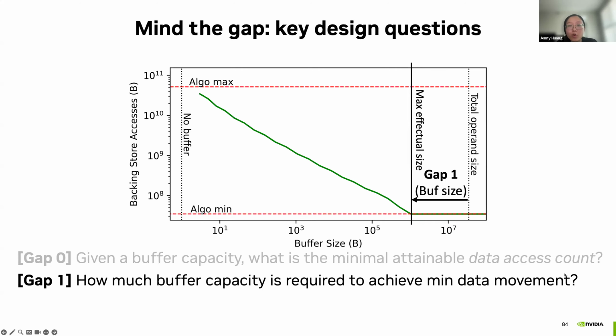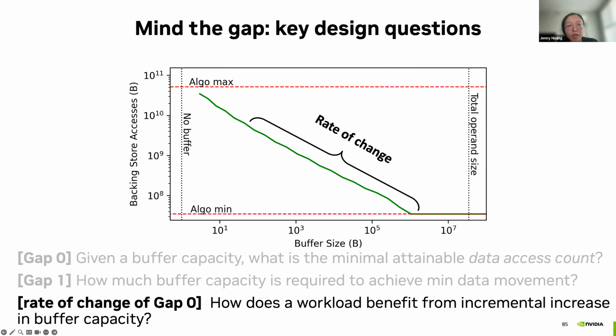And as we've shown with gap 1, we don't really need to buffer all the operands in order to minimize the backing store access. And this diagram will tell you how big of a buffer you need. And the final question concerns how the workload benefits from the incremental increase in the buffer capacity, which can be addressed by examining the rate of change on this ski slope diagram.